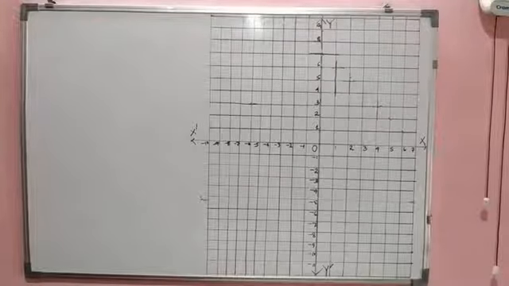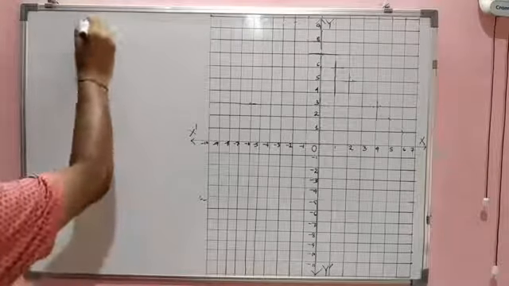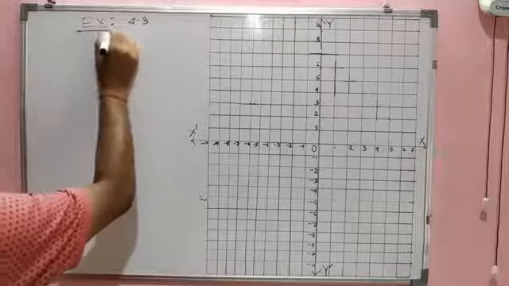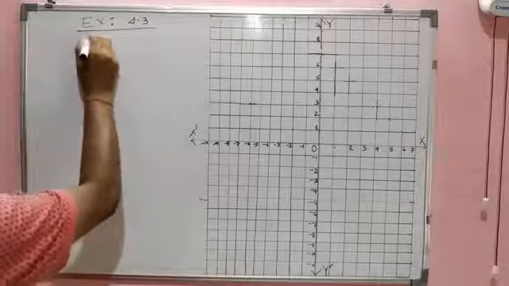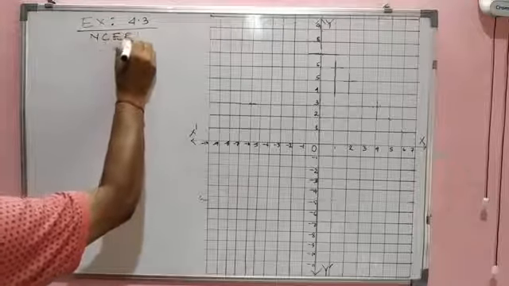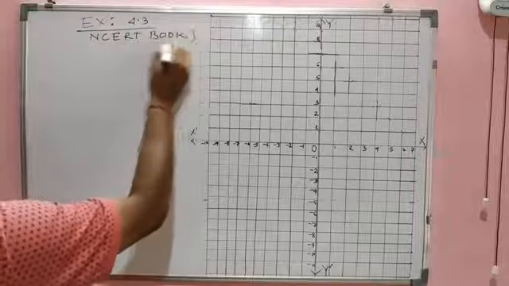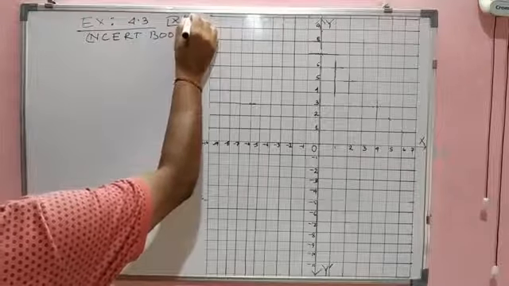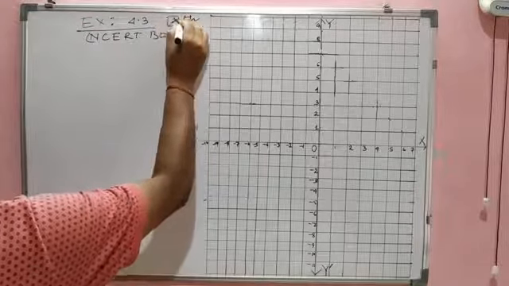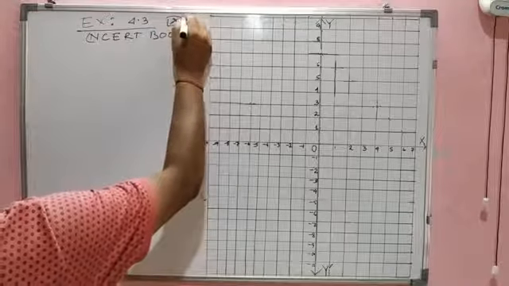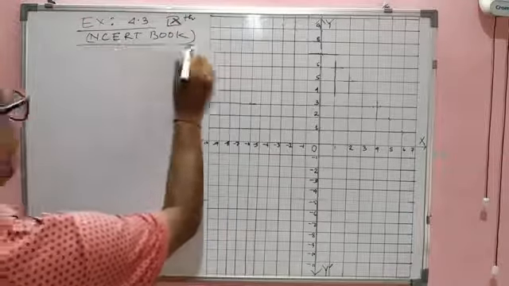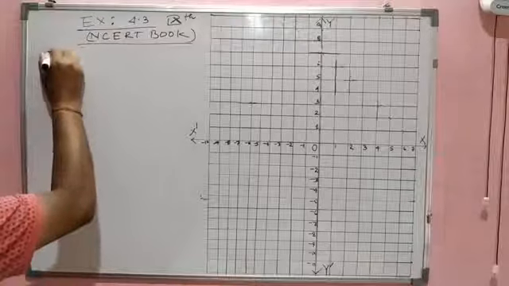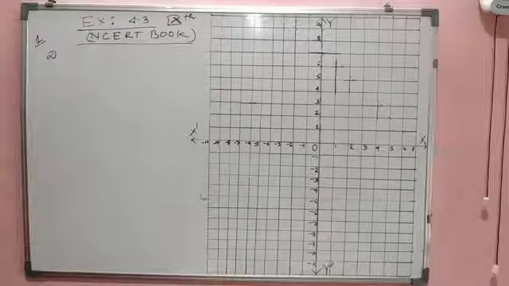Now see Exercise 4.3 of the NCERT book, class 9, ninth standard. Here it is given, draw the graph of the equation. Question number 1, part 4.